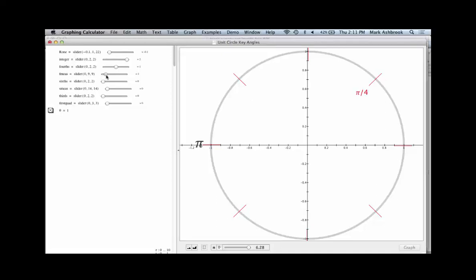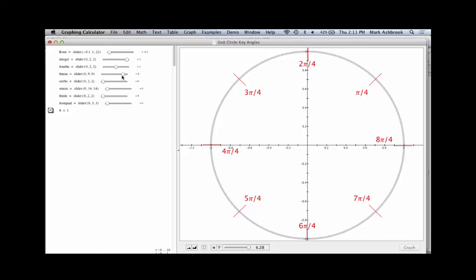So there's pi over 4, and we can just count. 1, 2, 3, 4, 5, pi over 4, right? So there's 1, 2, 3, 4, 5, 6, 7, 8. So all you have to know is that pi over 4 is 1/8 of the circle, and then you have to know how to count. And then you've got all the pi over 4 angles.